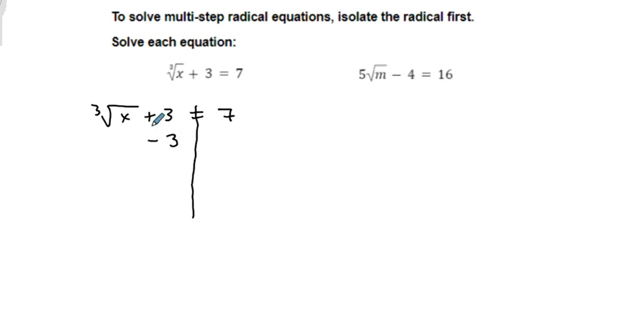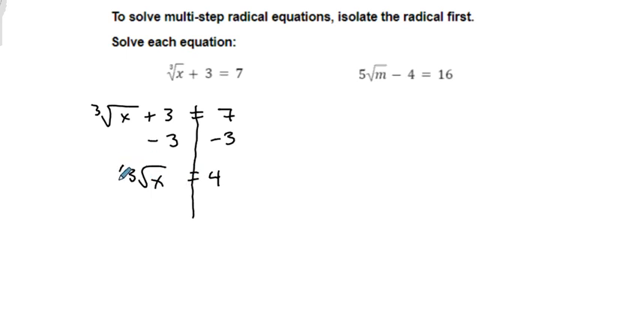So you just do the opposite, right? It's adding, so we're going to subtract 3, right? Land of opposites. Welcome to algebra. 7 minus 3 is 4, and then you get the cube root of x is equal to 4. Now, some of you might be able to do this in your head, right? But if you can't, that's totally cool.